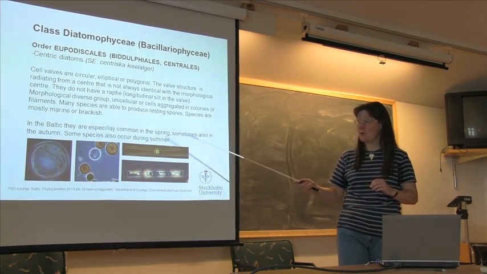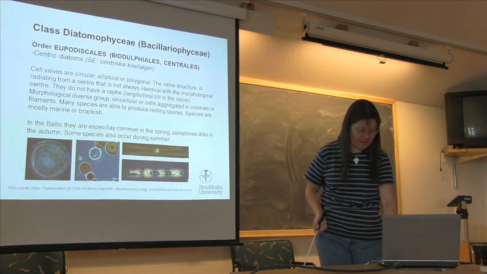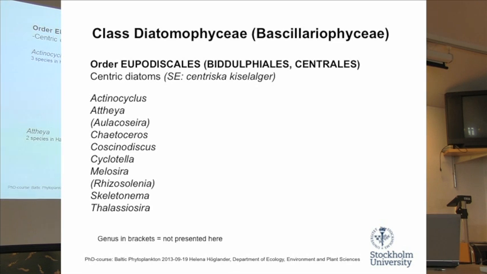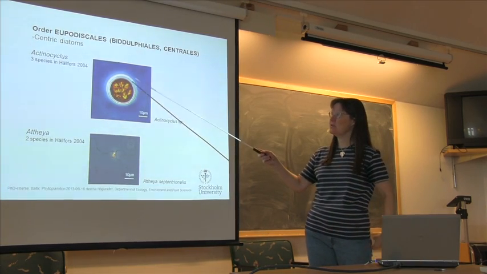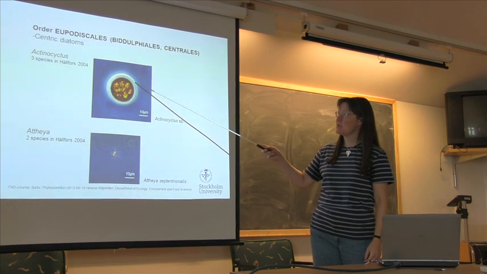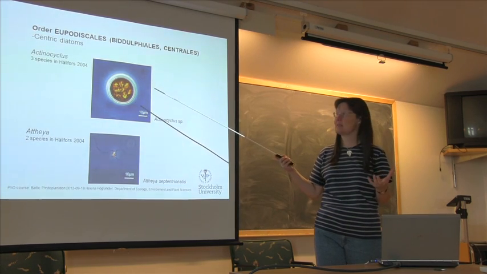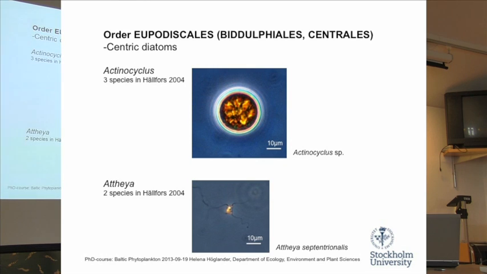There are a few of them occurring also during summertime, but those are usually small species. And this is our groups. We'll look at some of the most common genera. There is Actinocyclus. What's special with this is that you usually see a halo around the cells, especially if you're using phase contrast when looking at the samples. So that can be used for identification of that group. We have Attheya, for example Attheya septentrionalis.